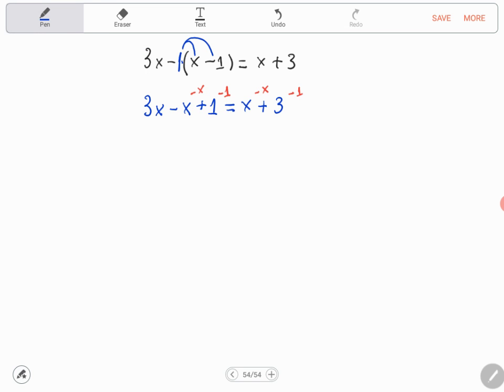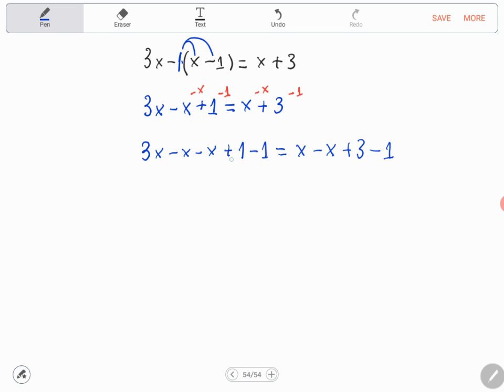Then write the equation again, organizing: 3x minus x plus 1 minus 1 equal x minus x plus 3 minus 1.